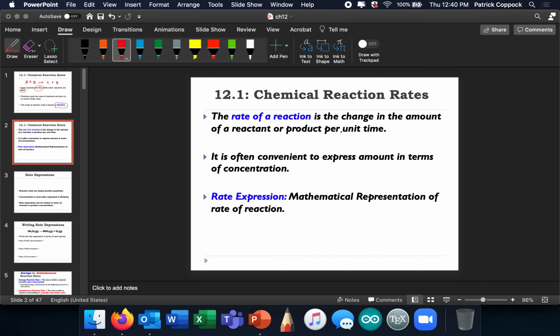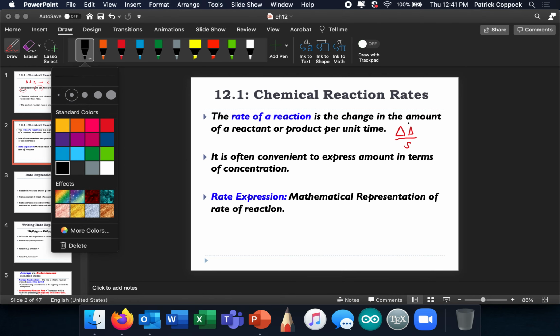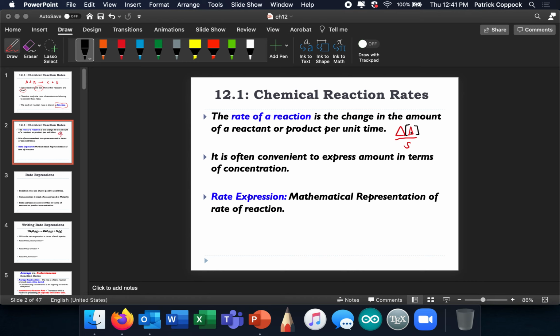The rate of a reaction is the change in the amount of a reactant or product per unit time, right? So it'd be the change in a reactant, so I might do that, A per unit time. Let me say per second, right? So the change in A per second. It's often convenient to express this amount in terms of concentrations. So I might say the change in the concentration of A per unit time, right?